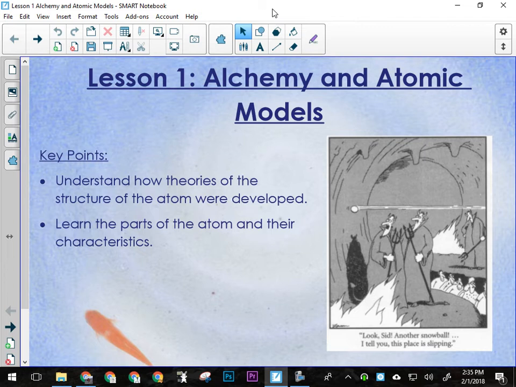What are the three parts of the atom? Neutron, electron, proton. Those are our three parts. So we'll go over those, where they are, and stuff like that. But that should be a review for you.